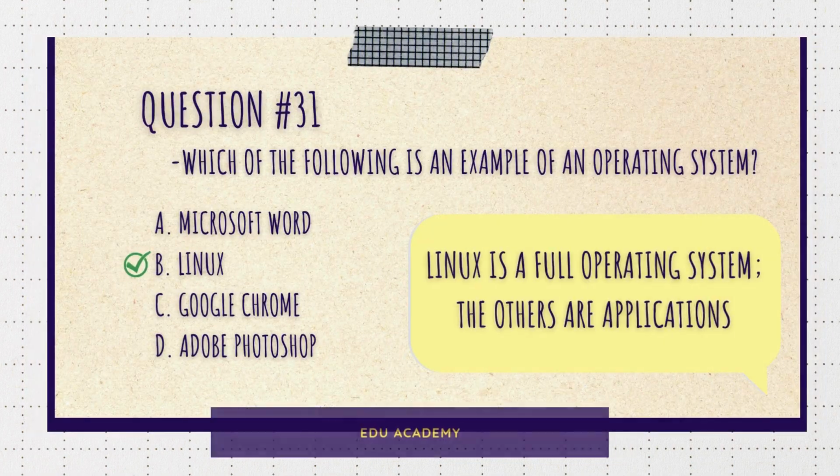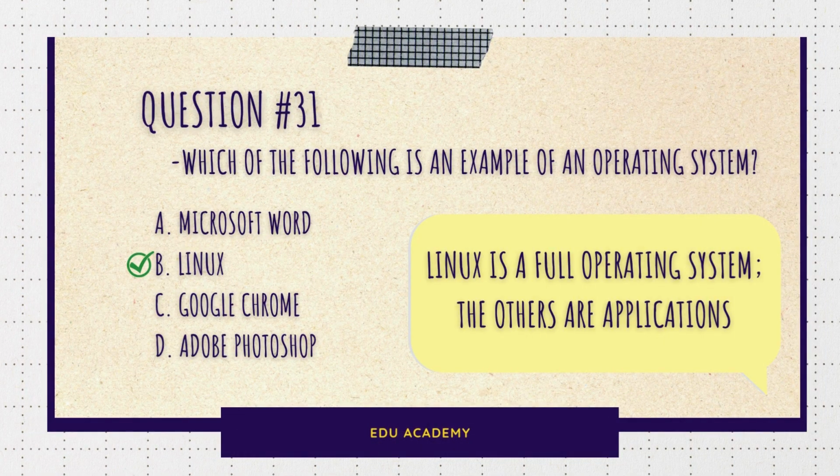Time's up. The correct answer is B. Linux. Linux is a full operating system that manages computer hardware and software resources. The others, Microsoft Word, Chrome, and Photoshop, are all application software that run on an operating system.